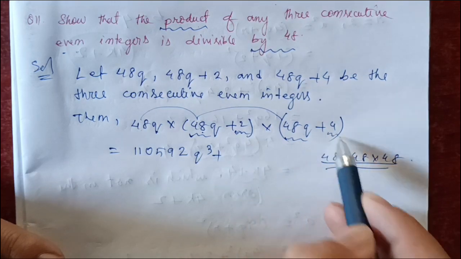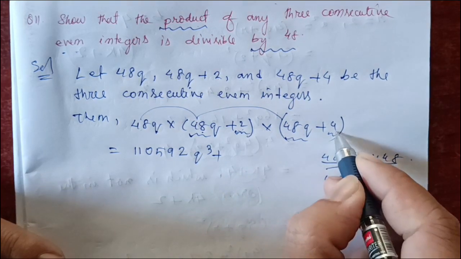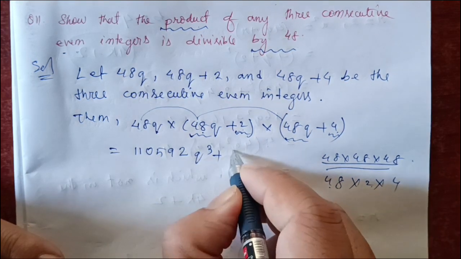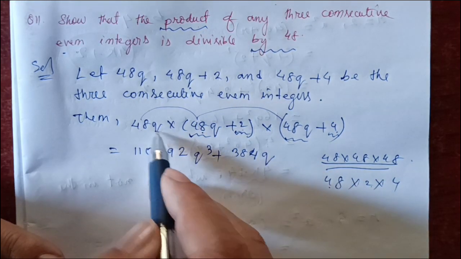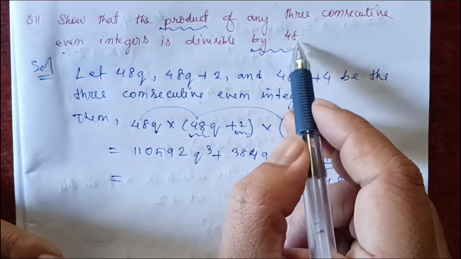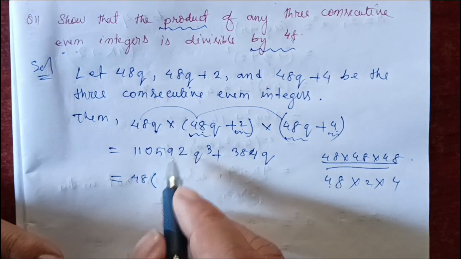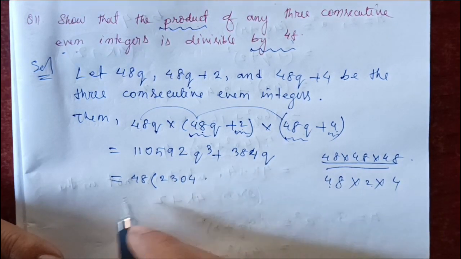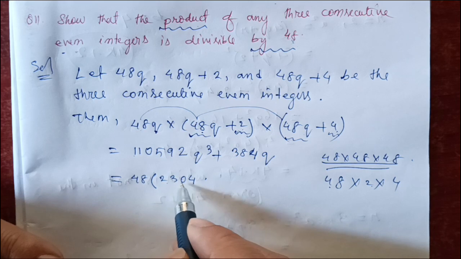Now multiply with the second number. So 48, second number here is 2, your second number is 4. So 48 multiply with 2 multiply with 4, you will be getting 384. Alright, so we have only one q. So find it out, confirm yourself the answer. So the question says that it will be divisible by 48. Alright, so let us divide by 48. 110592, when you divide by 48, you will be getting 2304. Check yourself.